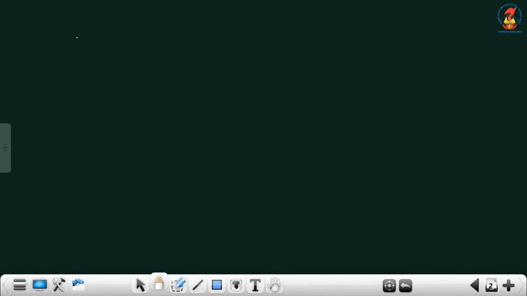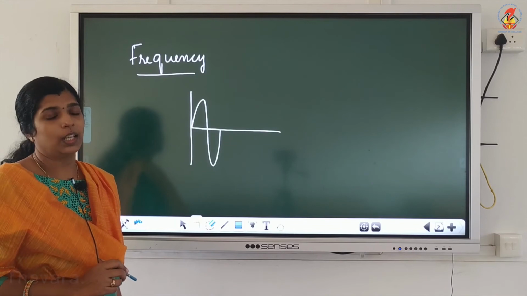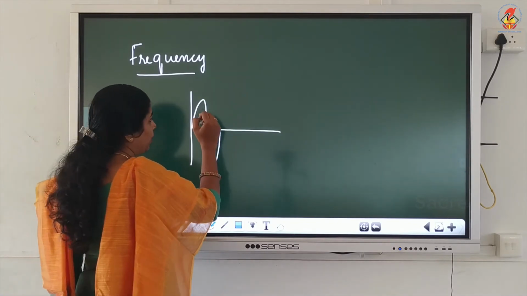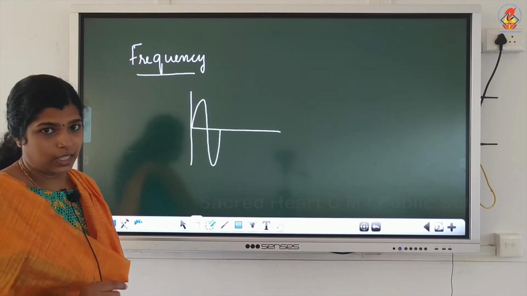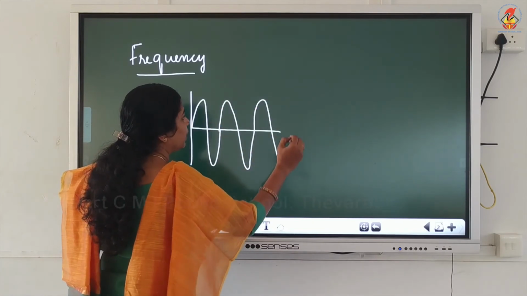I will draw it here. The number of cycles, or number of waves, or number of oscillations in 1 second. When you draw a wave like this, one is an upper portion and one is a lower portion. This represents one oscillation, or one wave. You count how many waves there are in 1 second, and that represents the frequency. Here I will draw 2 waves, 3 waves.